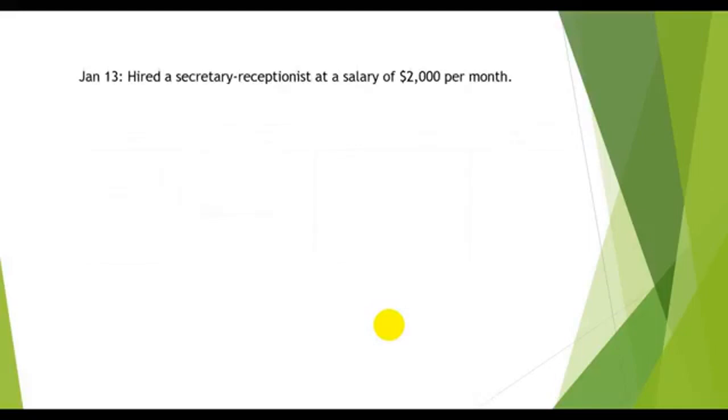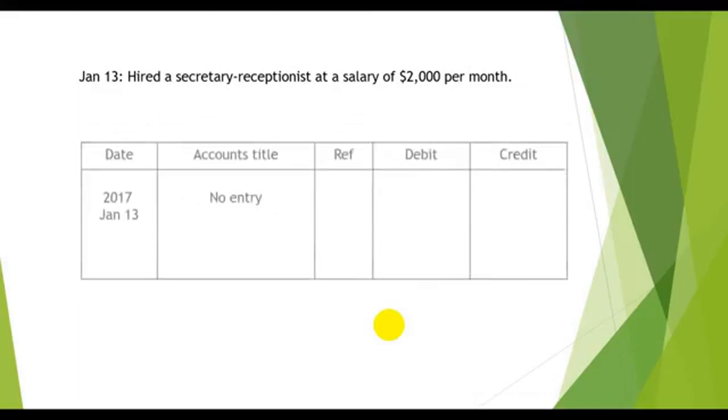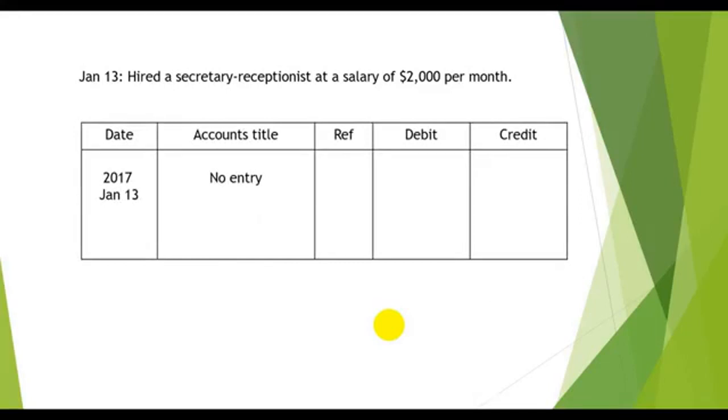Now come to the next transaction on January 13. Here we see hired a secretary receptionist at a salary of 2,000 per month. Here you see the solution: the account title is no entry, because here we say hired a secretary receptionist, not paid yet. So we can say that there is no entry.